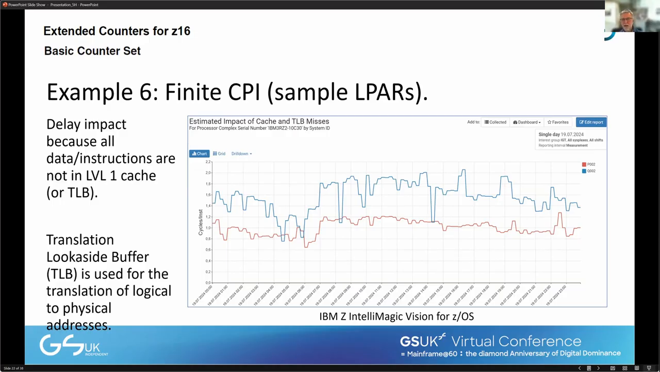So for me, as an outsider, the first thing I would say is, are we looking at two production systems? Are we looking at similar workloads? How can we compare these two LPARs? So that's an important point to look at. But let's just take this example further. And as you can see, it's based on extended and basic counters.